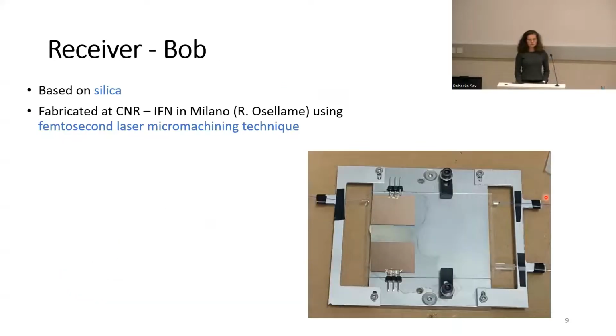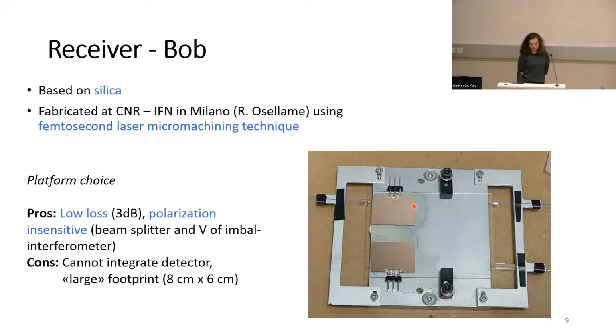So that brings me to the receiver side. The receiver chip is based on silica. It's fabricated at the Center of Nanotechnology and Photonics in Milano in the group of Roberto Osellame, using a femtosecond laser micromachining technique. So here's an image of the chip.